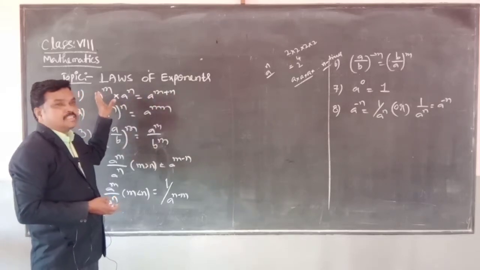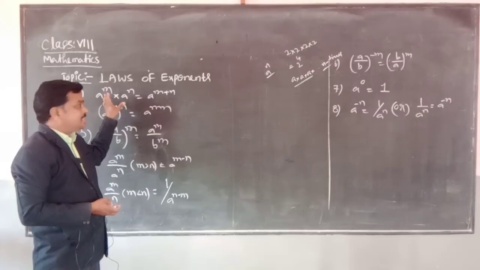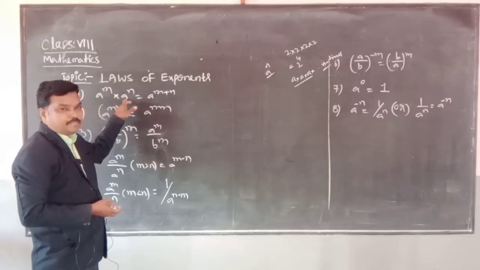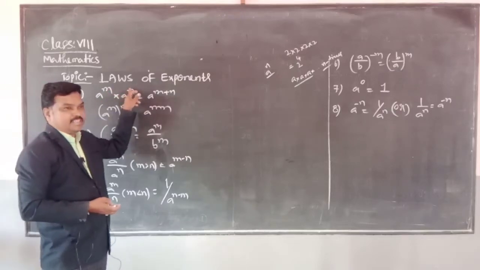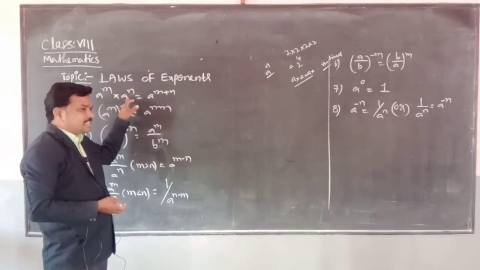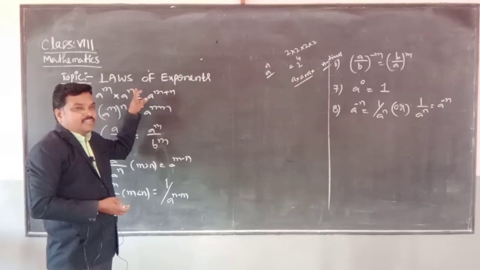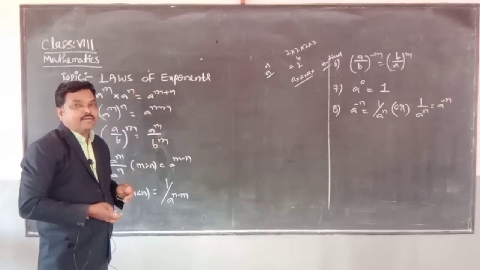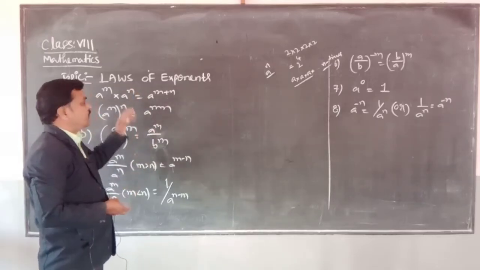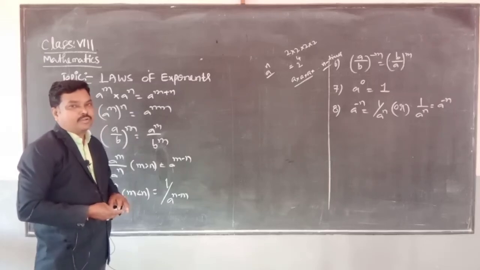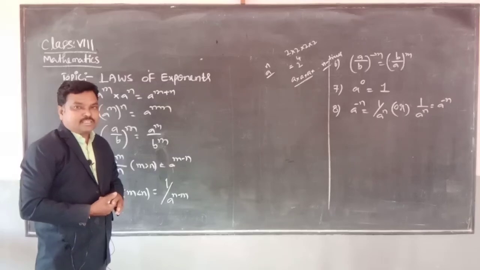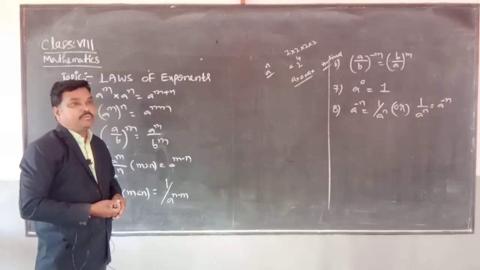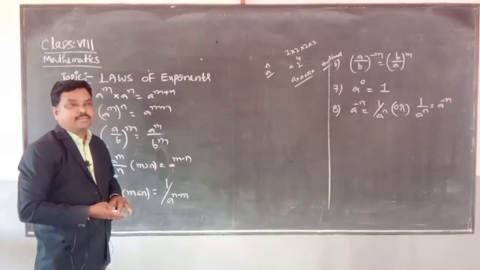On the LHS side, the 2 bases are same, then powers are different. When the 2 bases are same and powers are different, we just have to add the powers. That is called the first law of exponents. In case more than 2 bases are given, also we just have to add the powers.